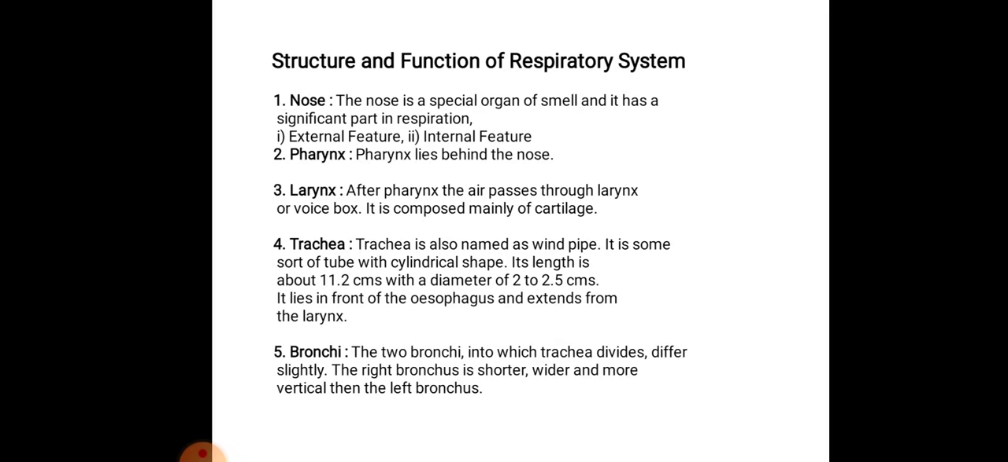Okay, so it consists of two parts. One is external feature, one is internal feature. The external feature is composed of a triangular framework of bone and cartilages covered by skin. On the inner side of the nose there are two oval shaped openings called nostrils. And the internal nasal cavity, these two cavities are separated by a partition called the septum.